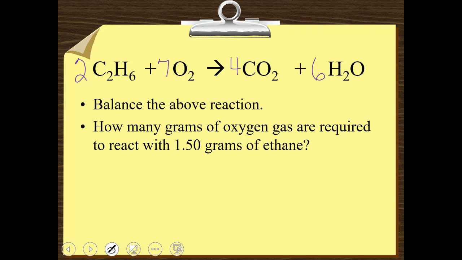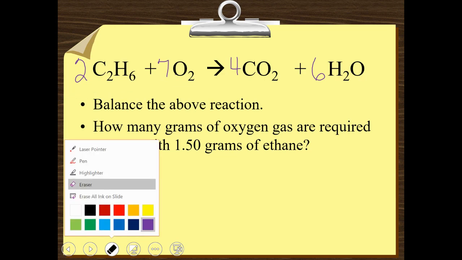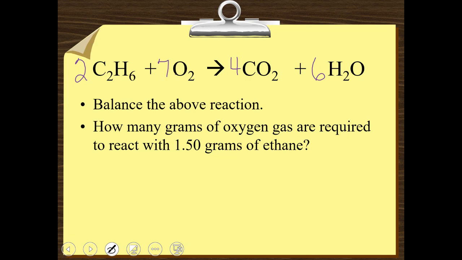Now, if you look at this problem, it says how many grams of oxygen gas are required to react with 1.5 grams of ethane. Every once in a while, people look at problems and say, I don't know which one the ethane is. Well, like this is water, this is carbon dioxide, this is oxygen, so this one has to be the ethane. So sometimes you have to do a little process of elimination. Also, it says the oxygen is reacting with the ethane, and if you look over here, that's what the oxygen is reacting with, the ethane.